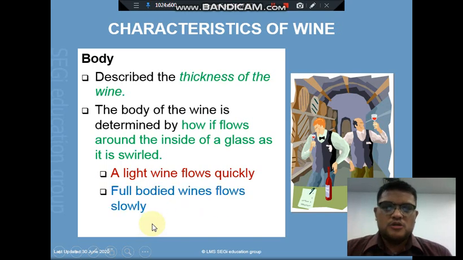Some discussion about how we characterize wine, or how we know the quality of wine. Number 1 is to know the body of the wine, either light wine or full-bodied wine. Guys, usually light wine will flow very quickly when you swirl it. Swirl means you take the stem of the glass and make it go round, and swirl the wine inside the glass. It will flow quickly. If it is a full-bodied wine, it will flow slowly when you swirl it.